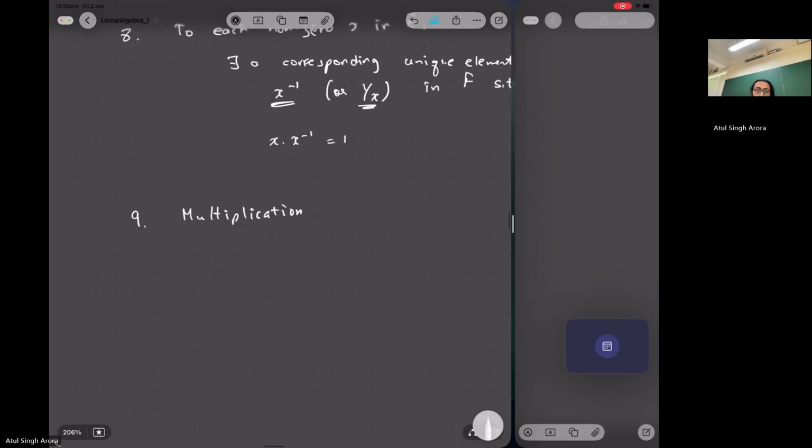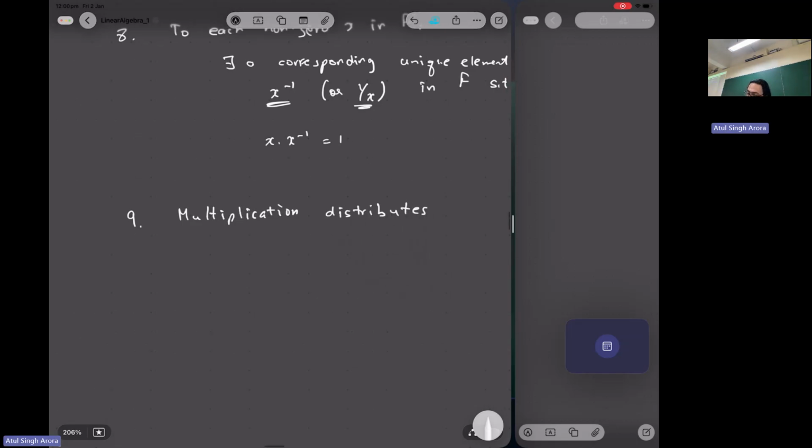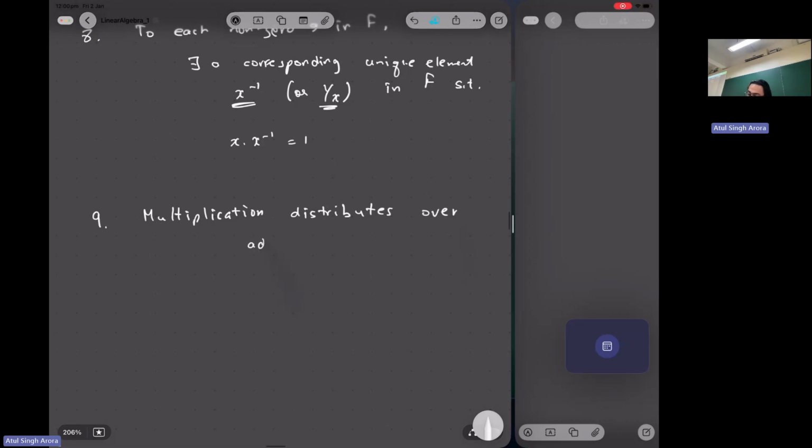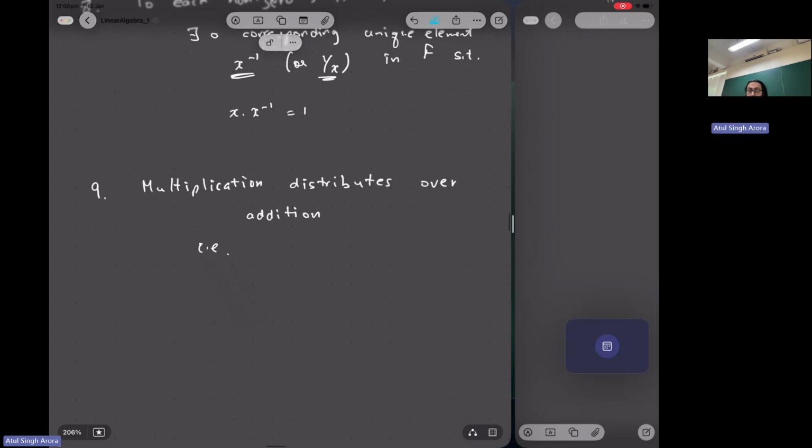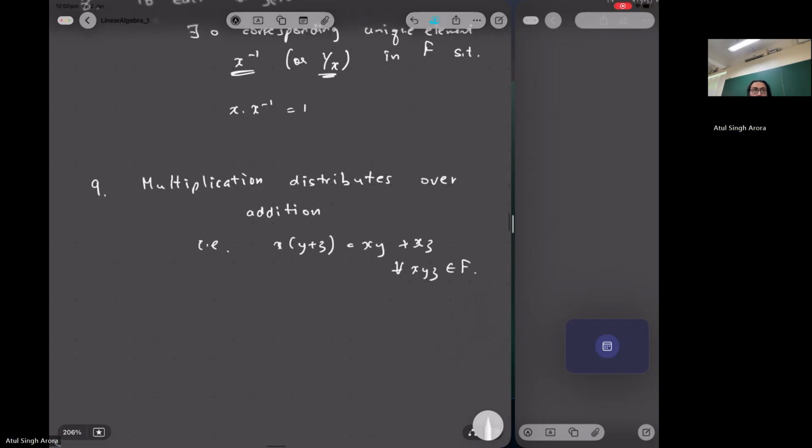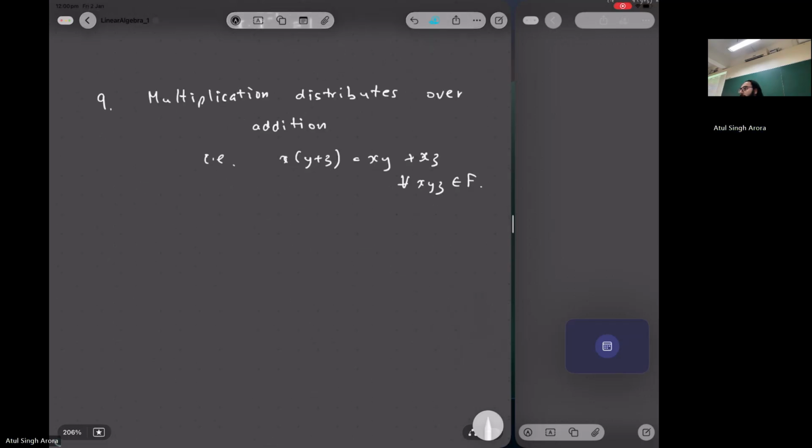If you have any questions, feel free to directly ask me, because if you speak among yourselves, then very quickly it becomes very difficult. So multiplication is distributive, and what does that mean? It means that x times y plus z is xy plus xz for all x, y, z in F. Is that okay? All right. So it turns out that these are all the properties we need.